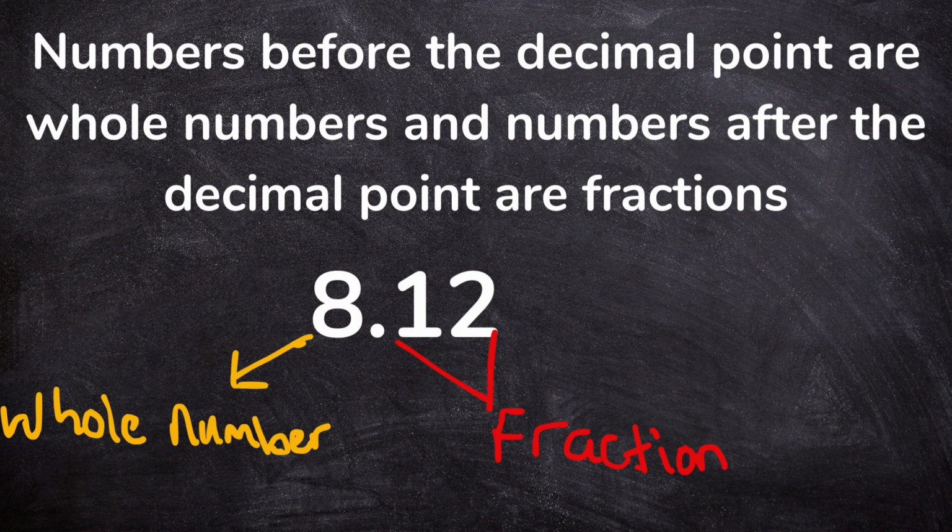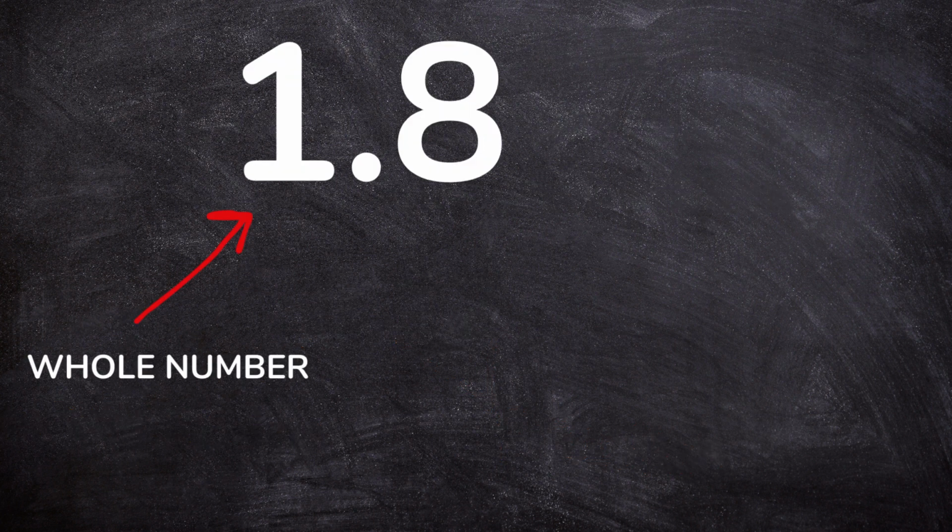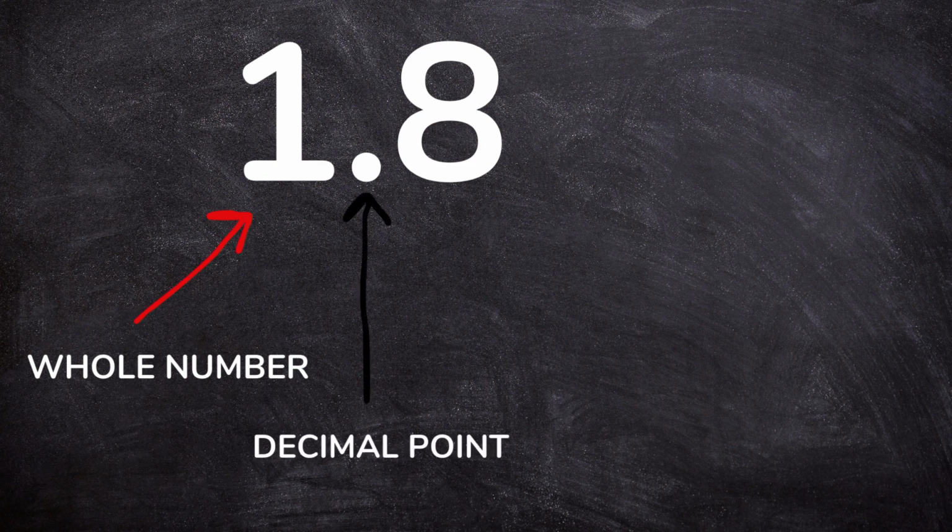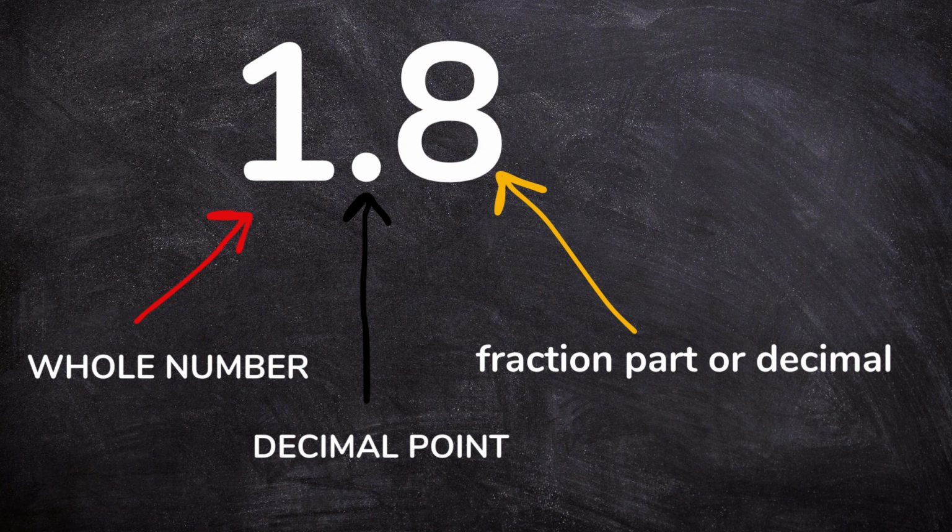So let's say we have an example of 1.8. 1 is before the decimal point, so 1 is the whole number. And then we have the point, which is our decimal point. And next, after the decimal point, we have 8. So 8 is the fraction part.